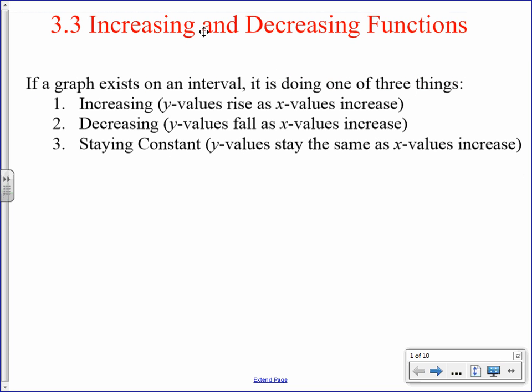We're going to talk about where functions are increasing and decreasing, or where they're constant. Okay? So let's think about what it means to be increasing and decreasing. When we are increasing, that means our y values are getting bigger as we go from left to right. If we're decreasing, our y values are getting smaller as we go from left to right. And if our function is remaining constant, our y values are remaining constant. Okay.